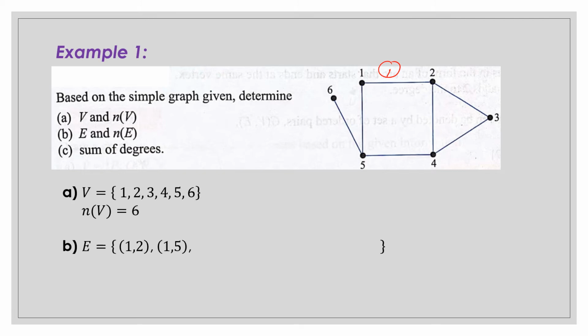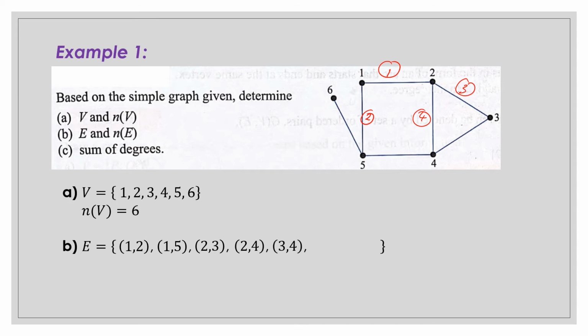The second one, 1, 5, is here. So this edge links vertex 1 and 5. Number 3 is 2, 3, so this edge links vertex 2 and 3. 2, 4, number 4, so edge number 4 links vertex 2 and 4.